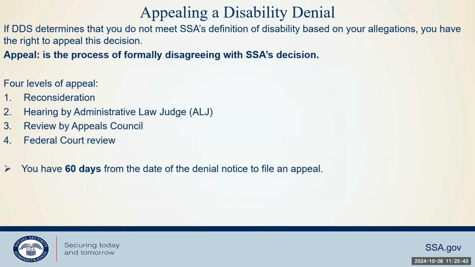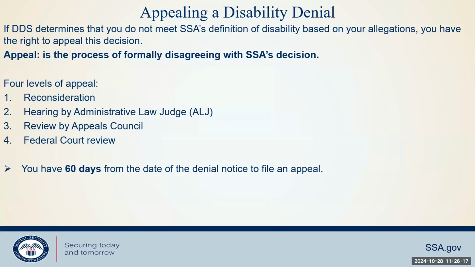If that comes back and that is still denied, your second level is a hearing by an administrative law judge, an ALJ. This is where you actually can, if you choose to, appear before a law judge in person. They do video conferencing now with these as well. You can do a phone hearing as well. And the law judge makes the applicable decision as to whether or not you meet the definition of disability. If that is denied, your next level of appeal would be a review by an appeals council.